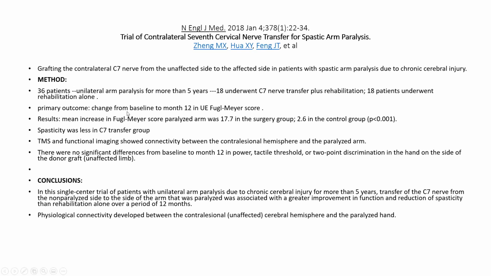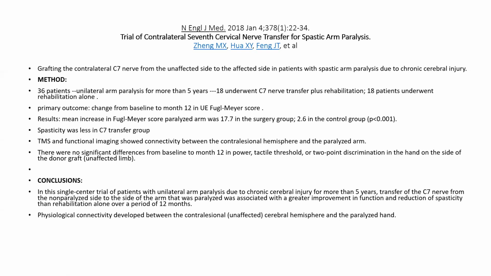What was the primary outcome? It was a change from baseline to month 12 in the upper extremity Fugl-Meyer score. And what was their result? In the patients who had the transfer, there was an increase of 17.7 units. That's very significant clinically. In the control group, it was 2.6. It was basically no real change at all. Spasticity was also less in the C7 transfer group. And TMS and functional imaging showed connectivity between the contralesional hemisphere and the paralyzed arm.